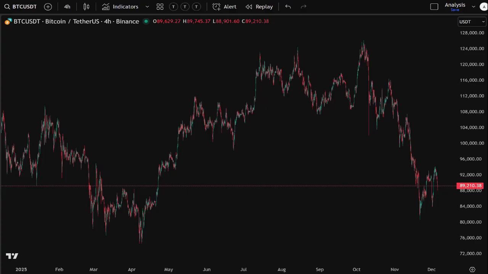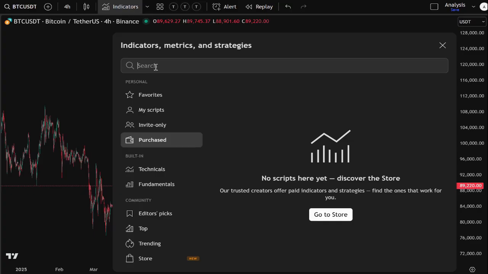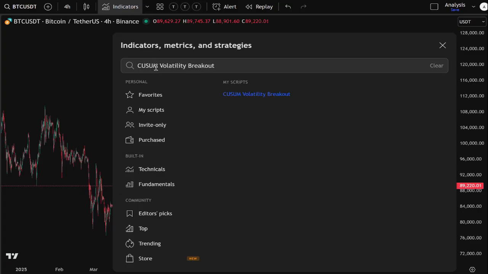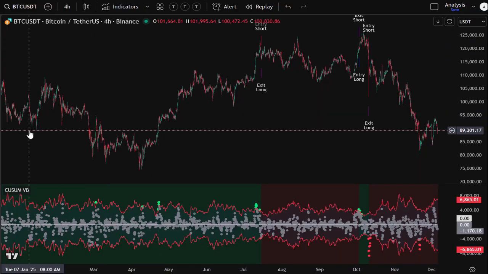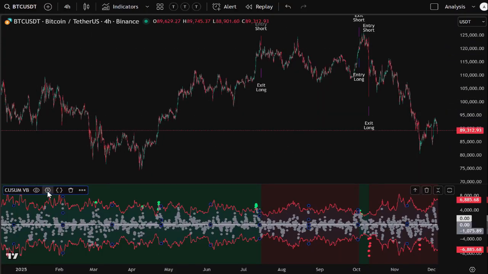Let's add this indicator to the chart. Make sure you're on BTC USDT, 4-hour time frame on the Binance Exchange. Go to Indicators, type in CUSUM Volatility Breakout. Select the indicator to add to the chart. Open the settings.